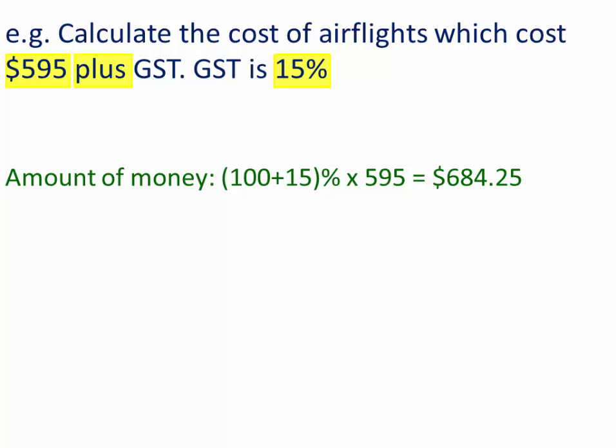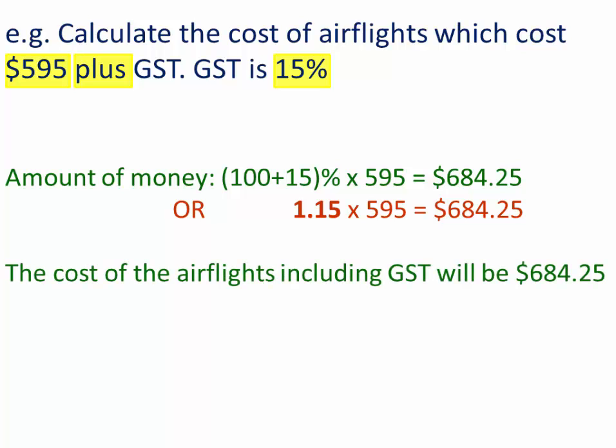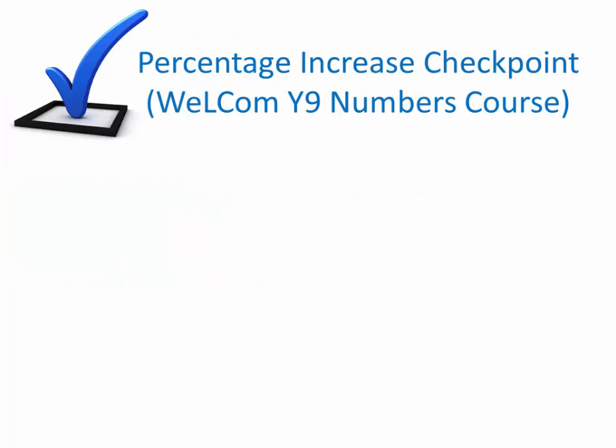As a decimal, 115% is 1.15. Multiply that by the 595 and you get the answer. So our sentence will be something like, the cost of the air flights including GST will be $684.25. Now there are far more trickier problems which we'll do later, but those are the basics.